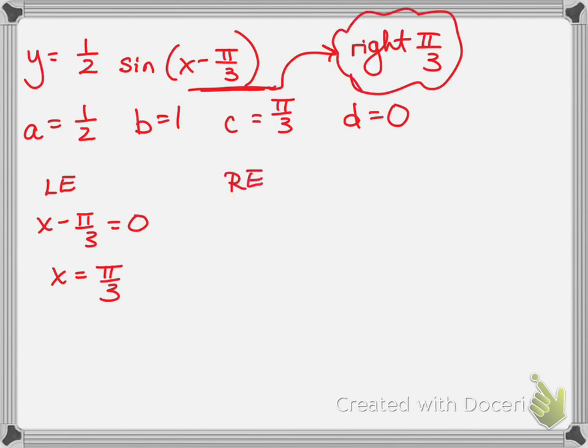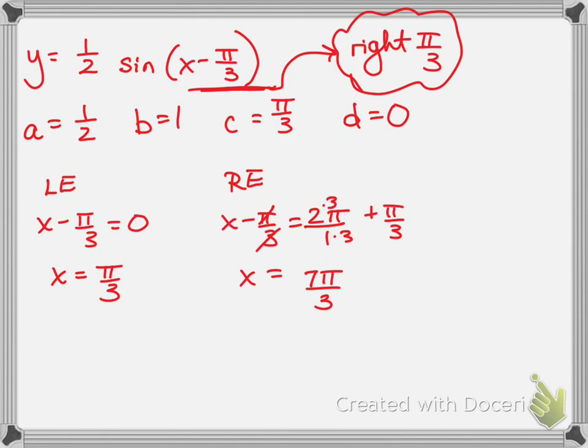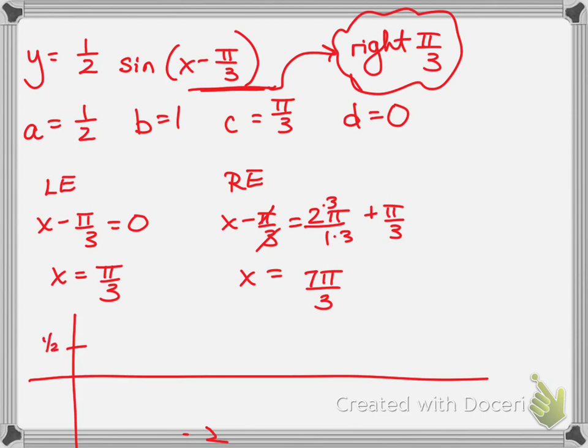And the right endpoint, add pi over 3, make that fraction. So 6 pi over 3 plus 1 pi over 3 is 7 pi over 3. And that is a 2 pi difference between 1 pi over 3 and 7 pi over 3. So everything looks great. We have an amplitude of a half. We're going to start at pi over 3. We're going to finish at 7 pi over 3.